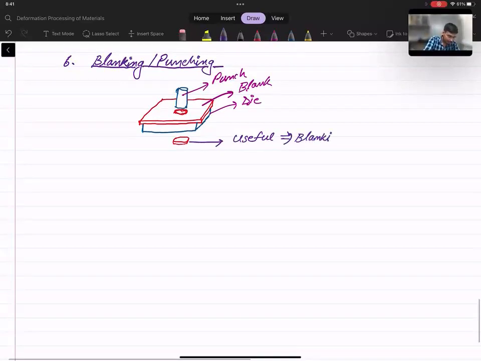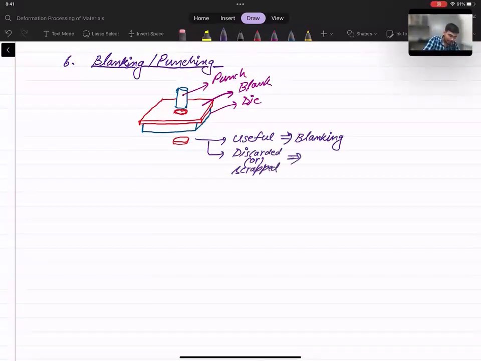And if this is discarded or scrapped, then in that case this is known as punching operation. So this determines whether it is blanking or punching.